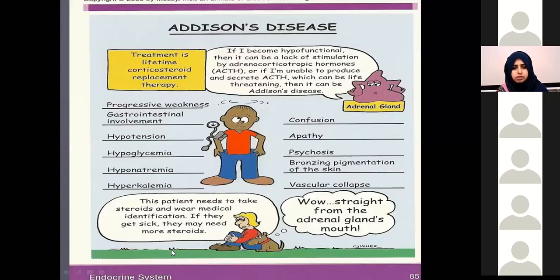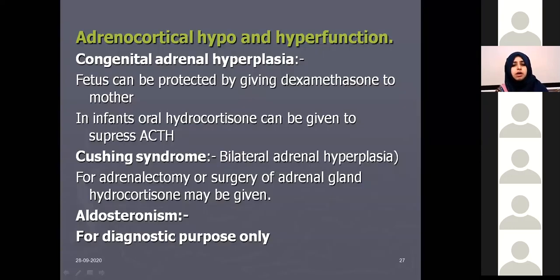Okay. So remember that mineralocorticoids have the potential to cause hypotension and hypoglycemia. Their absence can cause hyponatremia and hypertension. Then the other uses: it can be given in congenital adrenal hyperplasia. Since it's a congenital condition, we can protect the fetus by giving dexamethasone to the mother during pregnancy.